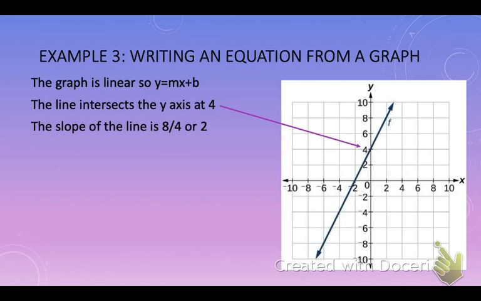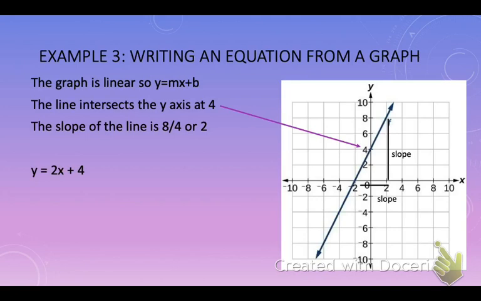Well, where did I get that from? Let me show you. So in this line, you can see that I go up to 8. So that distance is 8. And then over here I go over 4. So it's 8 over 4 to get that.